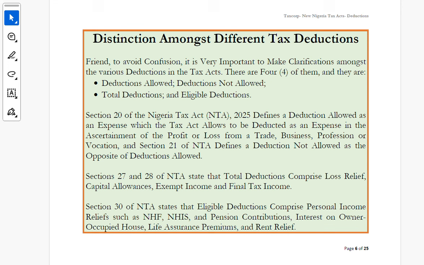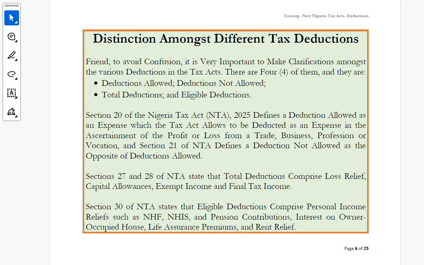Now, before we go on, let's make some distinctions amongst the tax deductions, because there are some tax deductions in the Tax Act which are confusing to some people, and we want you to have a good understanding. To avoid the confusion, it is very important to make clarifications among the various deductions in the Tax Act. There are four of them, and they are deductions allowed, deductions not allowed, total deductions, and eligible deductions. Section 20 of the Nigerian Tax Act defines a deduction allowed as an expense which the Tax Act allows to be deducted as an expense in the settlement of the profit or loss from a trade, business, profession, or vocation.